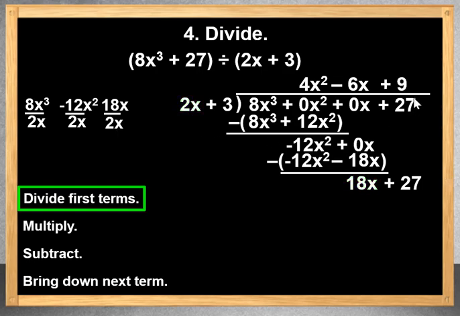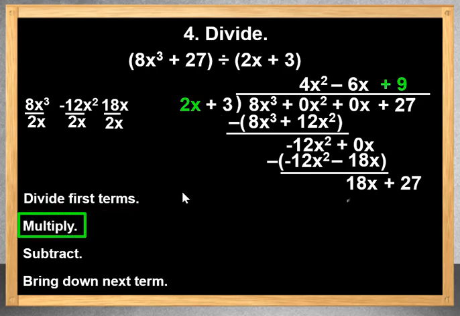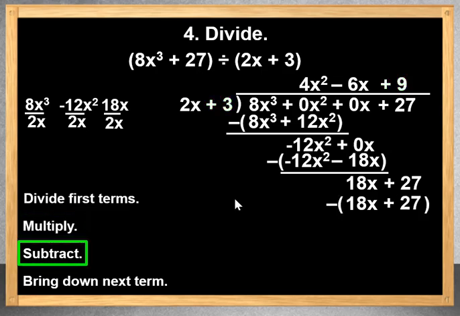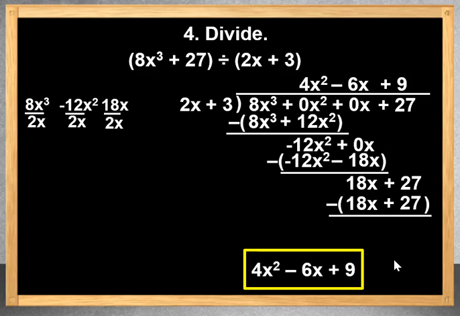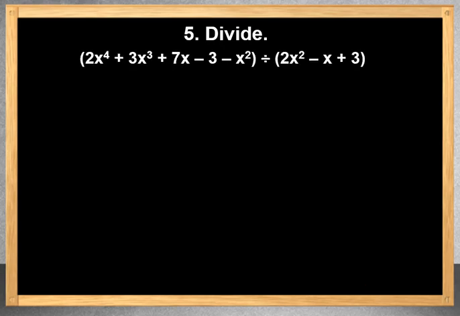And then let's go ahead and multiply 9 to each of those terms. That would be 18x and plus 27. Step 3, subtract, and everything subtracts, so that means there is no remainder. So the final answer is right here: 4x squared minus 6x plus 9. Okay, let's just do one more example here.